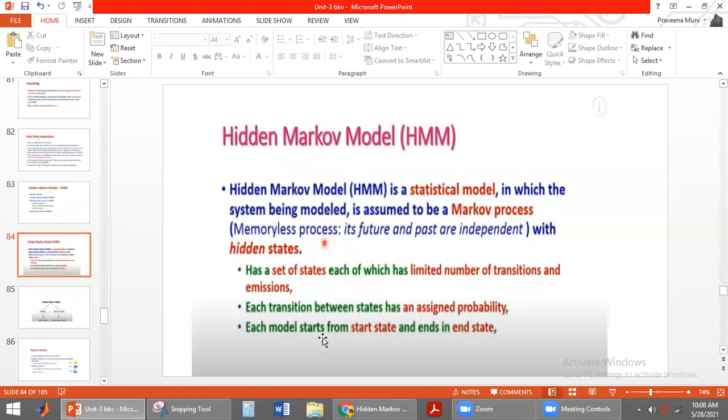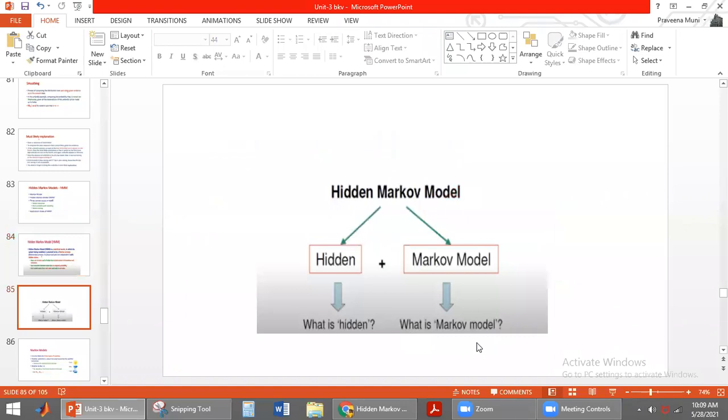Each model will start from a start state and end in an end state, because it moves from one state to another state. Before discussing the hidden Markov model, first we'll discuss what hidden means, and then we'll discuss what a Markov model is. So what is hidden here? This hidden Markov model depends on hidden variables.